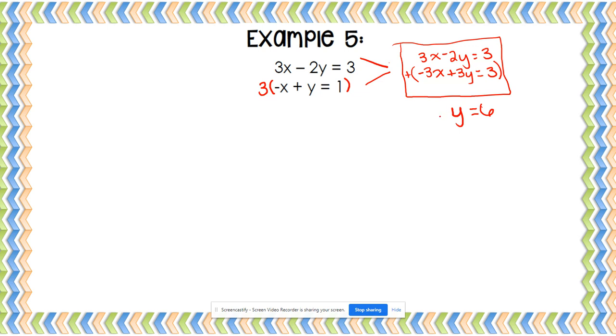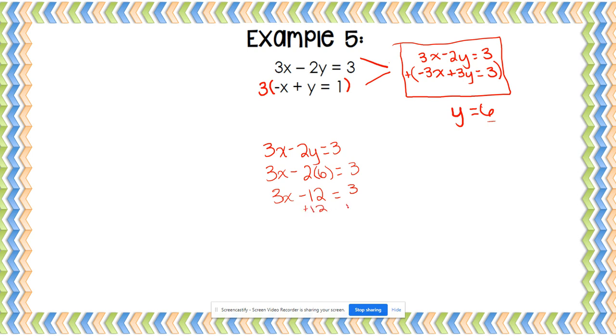Now I'm going to plug that in. My first equation was 3x minus 2y equals 3. If I plug in a value of 6 for y, I can solve for x. So 3x minus 2 times 6 equals 3. I'm going to simplify. So 3x and then negative 2 times positive 6 is negative 12, and I will write minus 12. Now I'm going to solve my equation like normal.